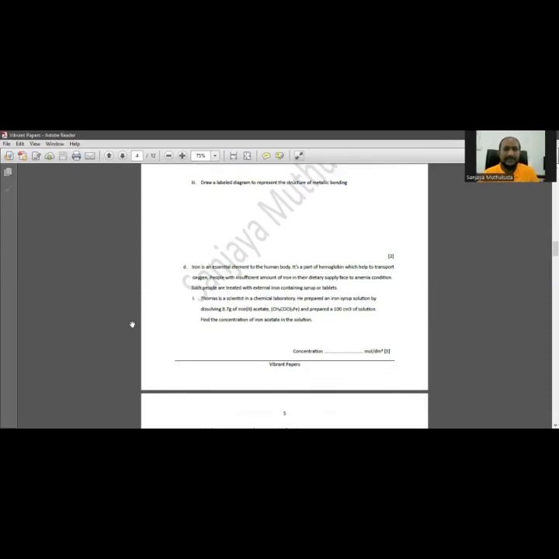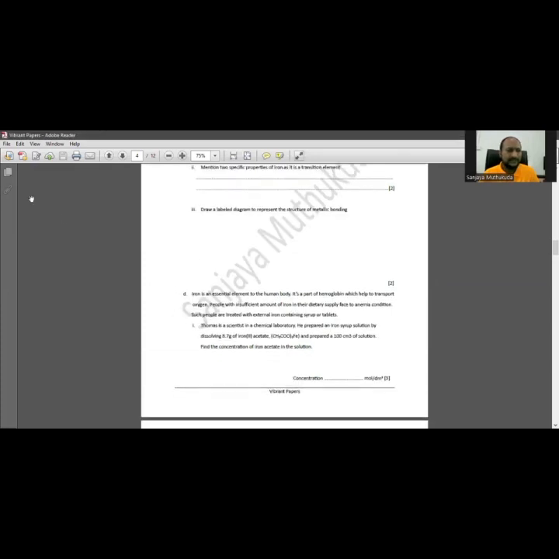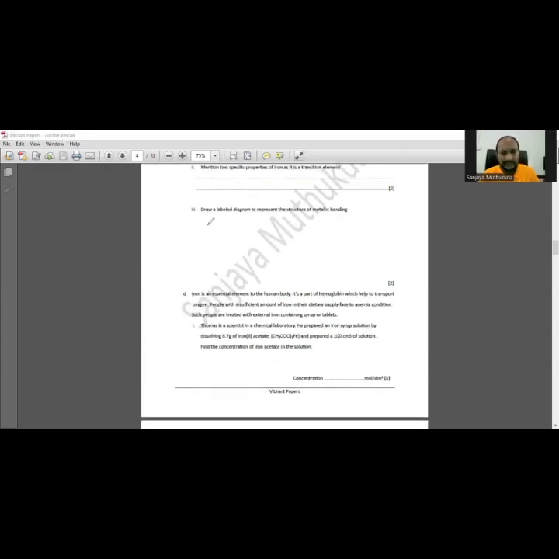The next one, draw the labeled diagram to represent the structure of metallic bonding. How to represent the metallic bonding? You can draw positive ions in a sea of delocalized electrons. Then you can earn 1 mark if you have this diagram, and they're asking for a labeled diagram.